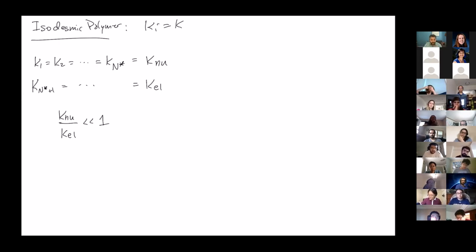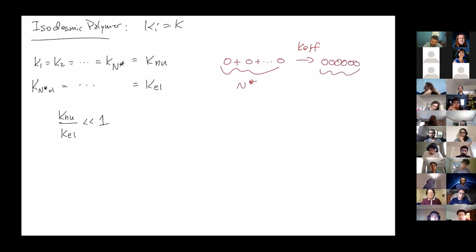Okay, and in this model, you essentially have a one-step reaction where you're waiting for n star of these guys to get together. Then there's some sort of effective rate that has to do with the time scale of that, and that produces this n star size nucleus that's then polymerization competent.